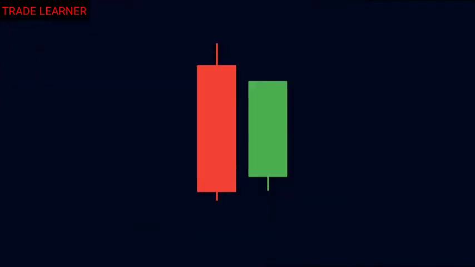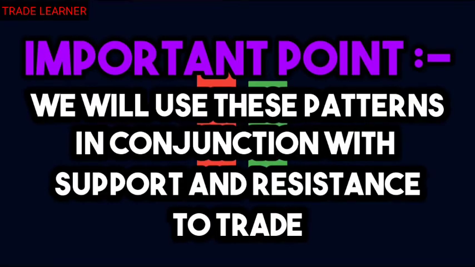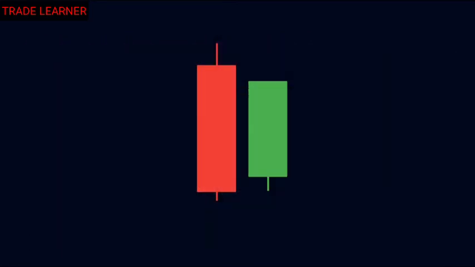Now, our job becomes to wait for the price to break above or below the inside bar. We will buy if the price breaks above the inside bar, and we will sell if the price breaks below the inside bar. Again, an important point here is that we will not use these candlestick patterns alone to trade. Instead, we will use these patterns in conjunction with support-resistance lines.